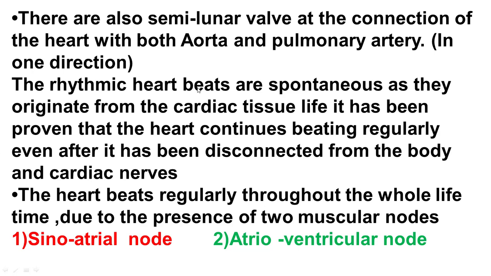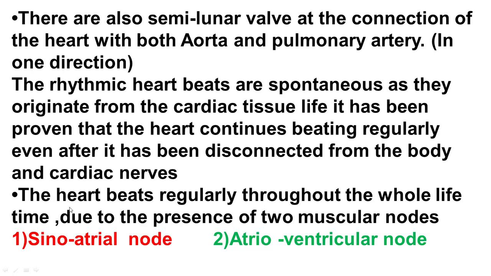The rhythmic heartbeats are spontaneous, as they originate from the cardiac tissue. The heart is muscle, and the type of its muscle is cardiac muscle. Cardiac muscle originates its own pulse. It has been proven that the heart continues beating regularly even after it has been disconnected from the body and cardiac nerves. So the heart can continue its pumping after removing all connections from nerves.